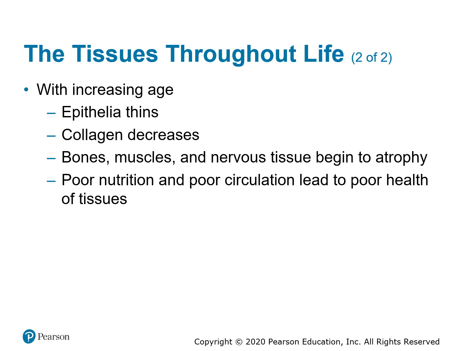And so kind of throughout life, as you get older, your epithelia starts to thin. That's why when you see people in their 70s or 80s, their skin is very thin. It's very delicate. The collagen decreases. Your bones, your muscles, your nervous tissue, those all begin to atrophy. Atrophy just means that they get small, throughout your life. And then poor nutrition and poor circulation lead to poor health of your tissues later on in your life. So it's important to consistently exercise and eat well so that as you get older, the atrophy goes a lot slower.